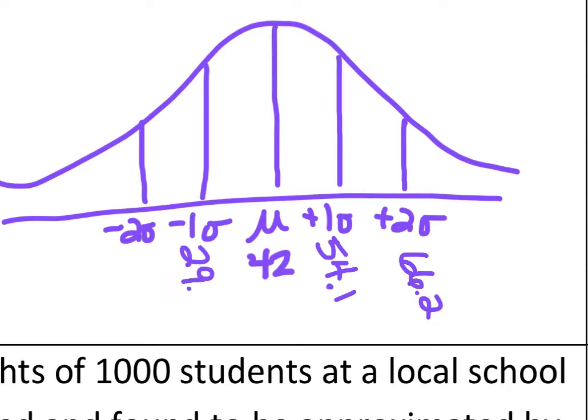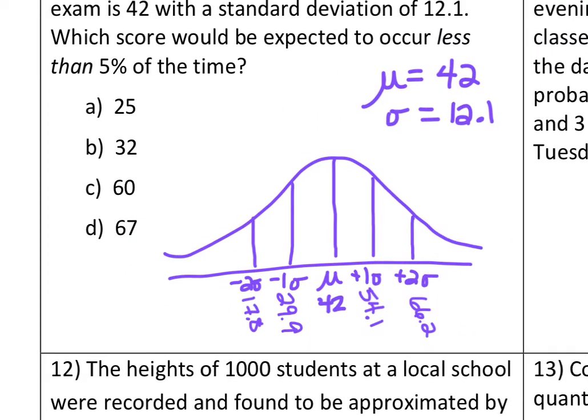I said 9, I wrote something else. Hopefully you won't see that. 29.9 and 17.8 here. And it's asking which of those scores listed would happen less than 5% of the time.